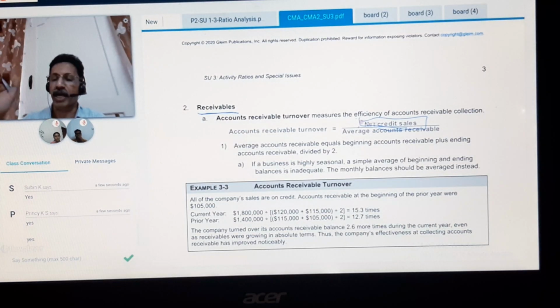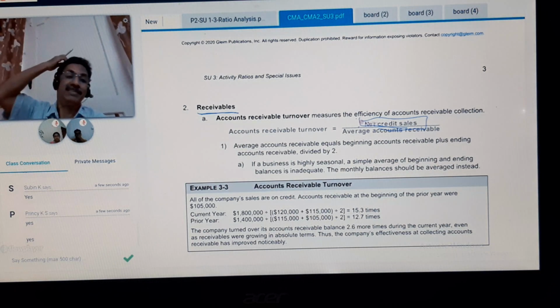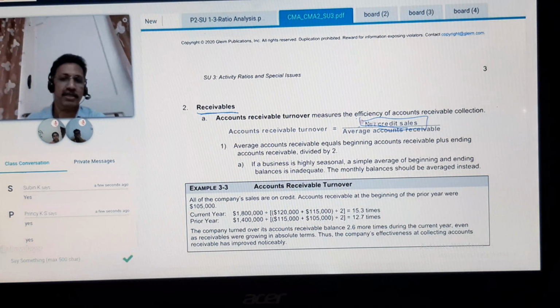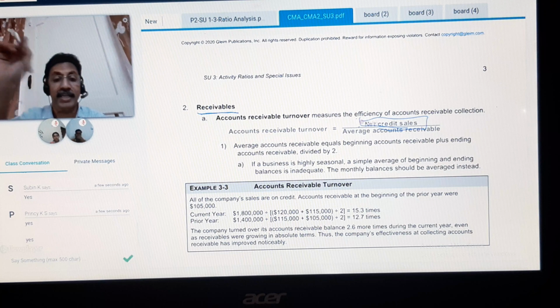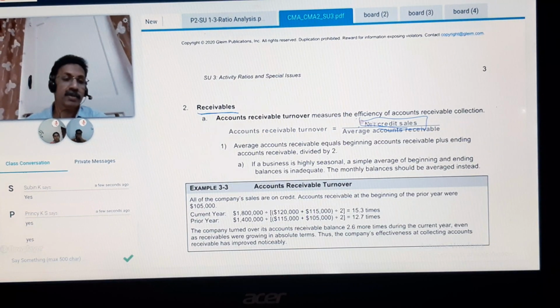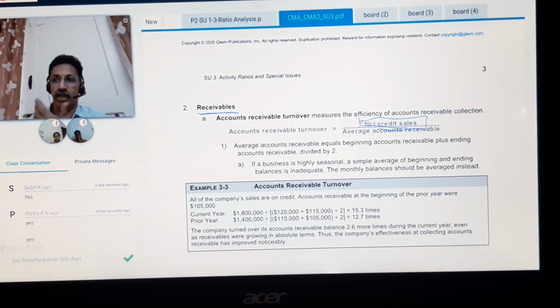So you should give credit only to the extent you can generate additional sales. That means to withstand the competition, you have to extend credit only to the extent really needed, not anything more than that, because it is not value added. Your profitability will be affected, because for that level of investment in account receivable, you have to take a loan and you have to really wait for that money to come. So you are incurring an opportunity cost of capital.